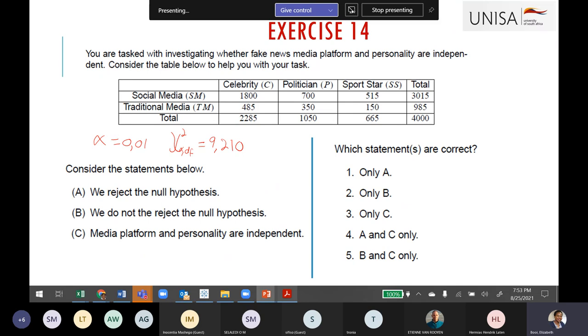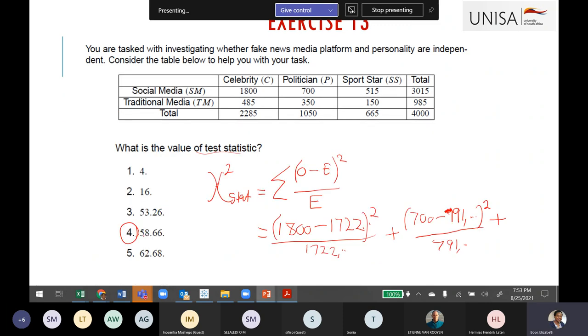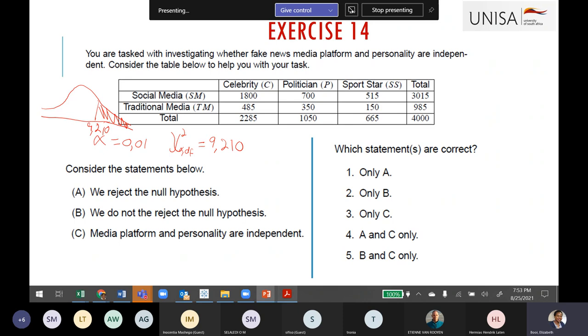9.210. So if that is our critical value, then we need to consider all these statements that are here. So let's draw and select our critical value, which is 9.210. And we know that our test statistic was 58.6. Where does our test statistic fall? In the rejection area. So now, if we know all that information, consider the statements below.